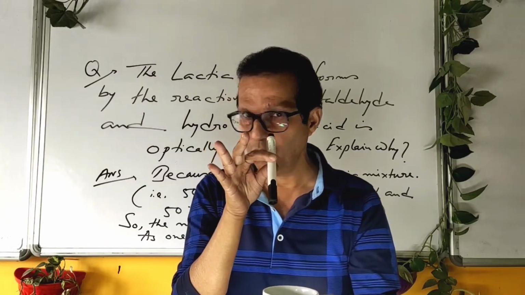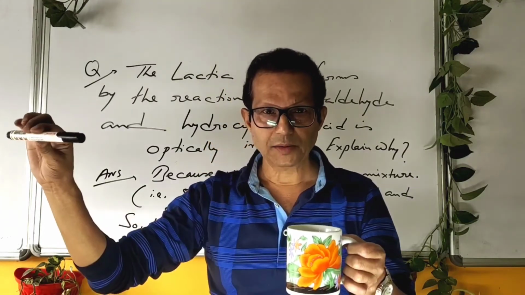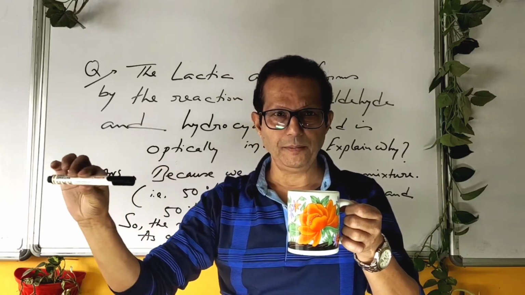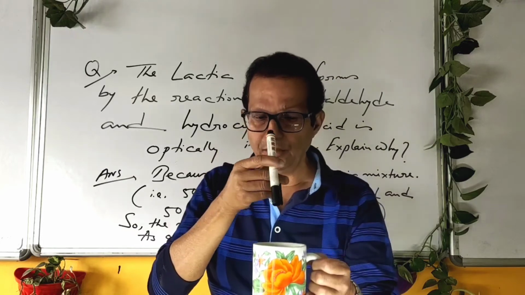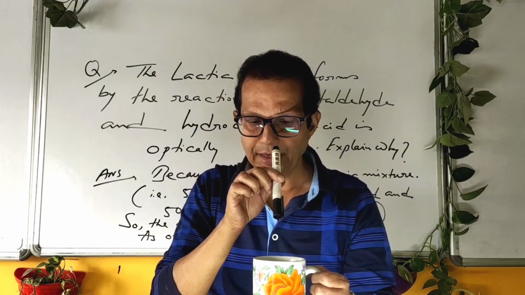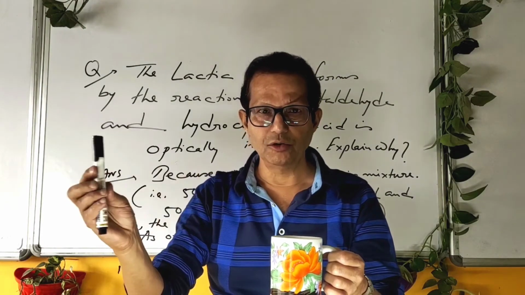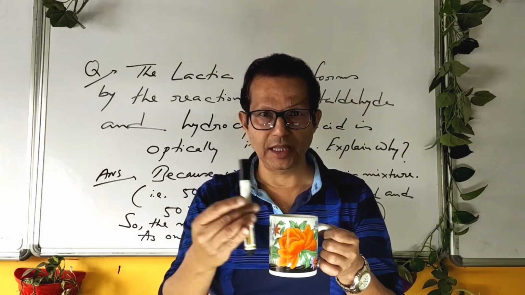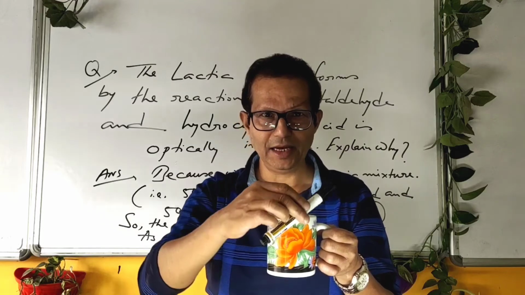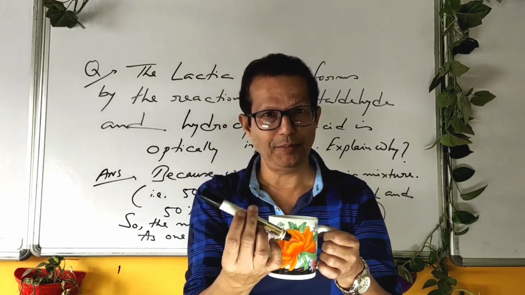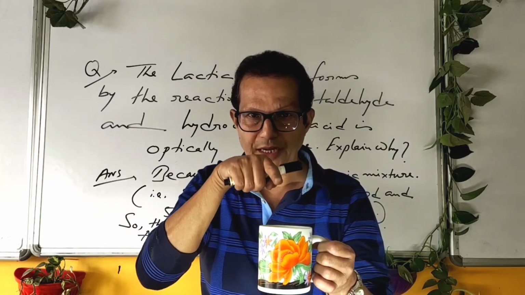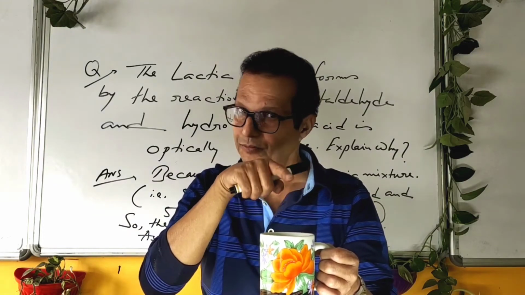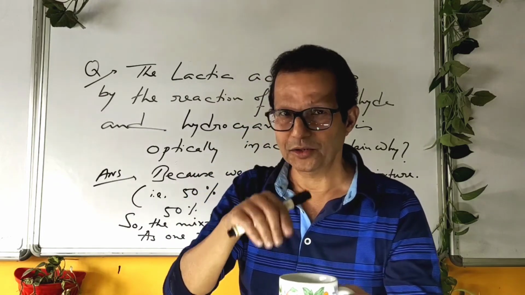This is the polarimeter I am holding here, pass plane polarized light. You know that plane polarized light has a certain dipole. Whenever you see through the polarimeter, you see that there is no movement of plane polarized light. The dipole has no movement, neither right direction nor left direction. Then you conclude that this solution is optically inactive. Very interesting question, okay? So, next.